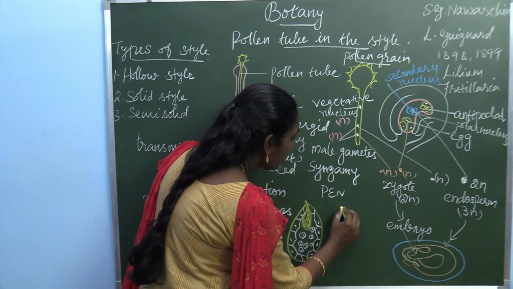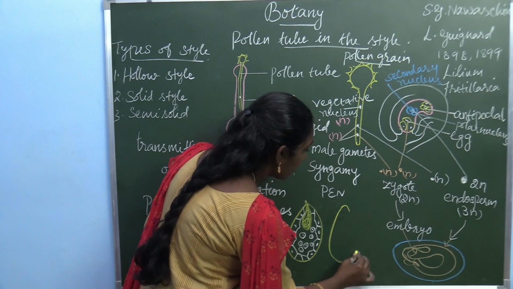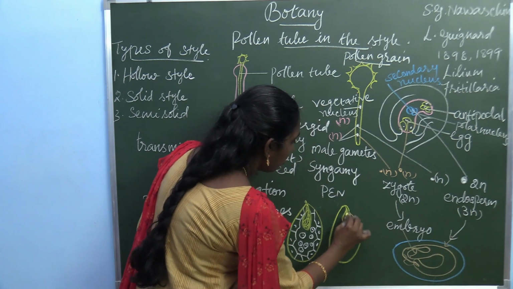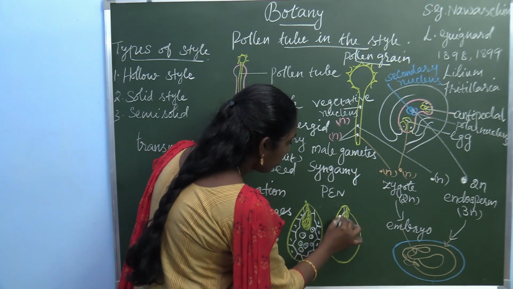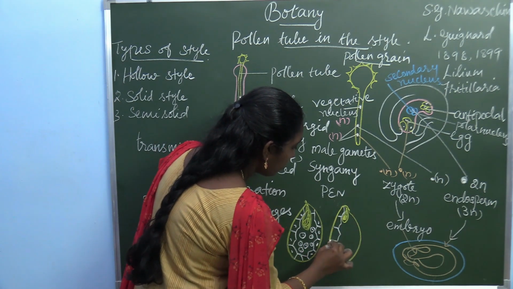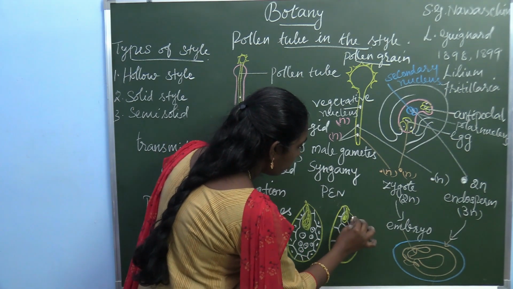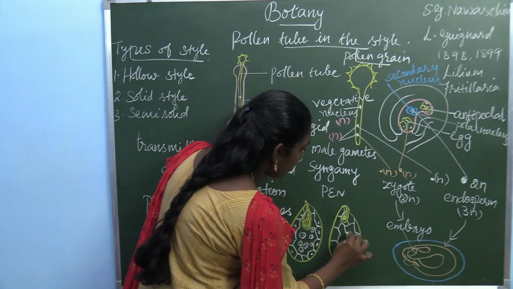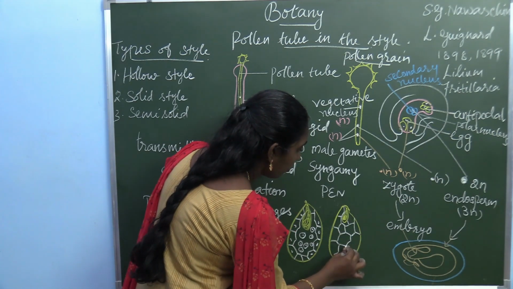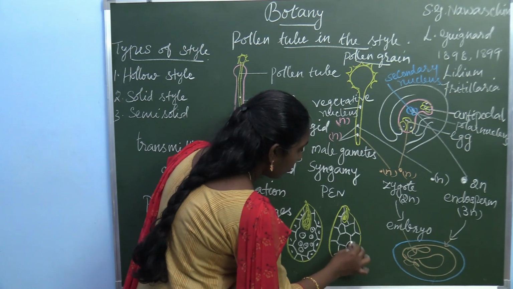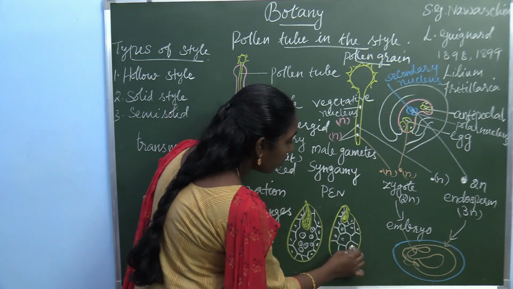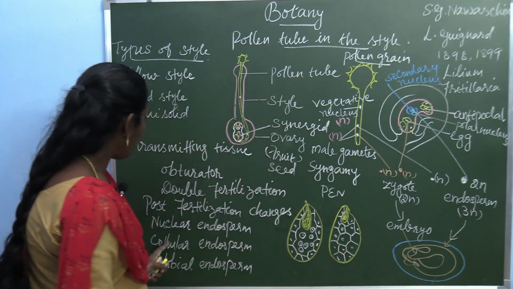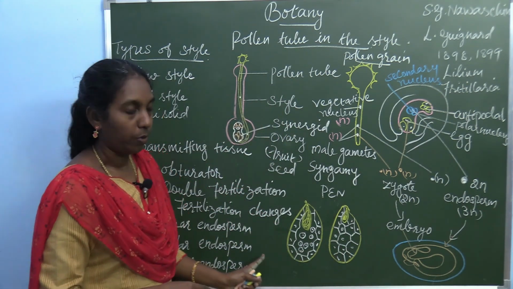In the diagram, the cell wall formation is taking place. Here is the cell wall, formation of cell wall. This is the second type, cellular endosperm.